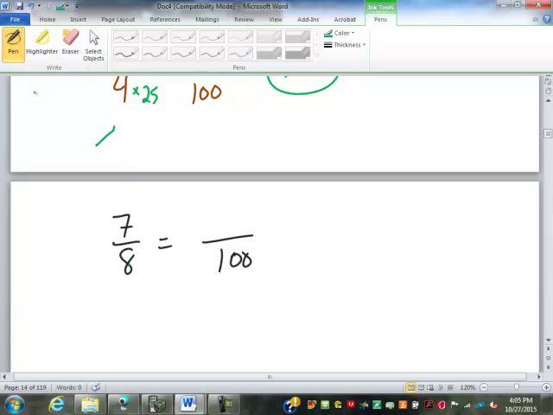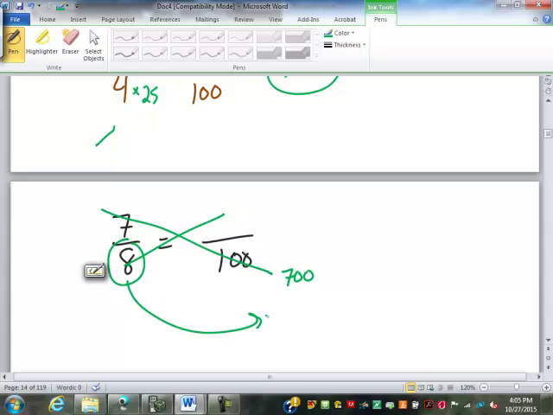How do we cross multiply? Yep. There's two numbers that are on a diagonal together, and that's the 7 and 100. So 7 times 100 is 700. And then the number that's on the other diagonal by itself is the 8. We divide by the 8, which is going to give us 87.5. So that's 87.5 out of 100, or 87.5%.